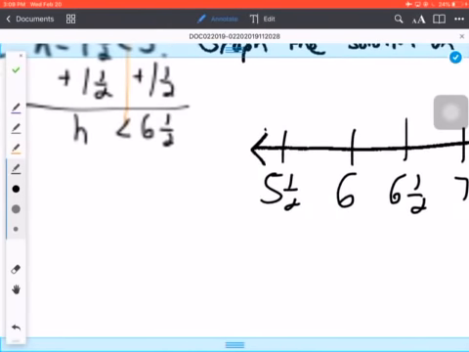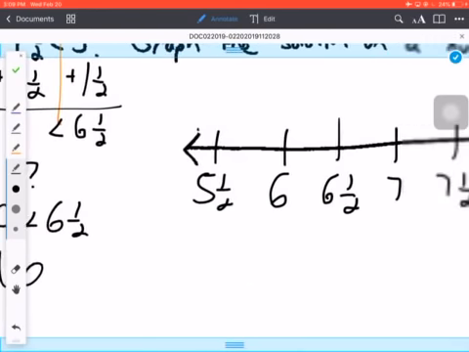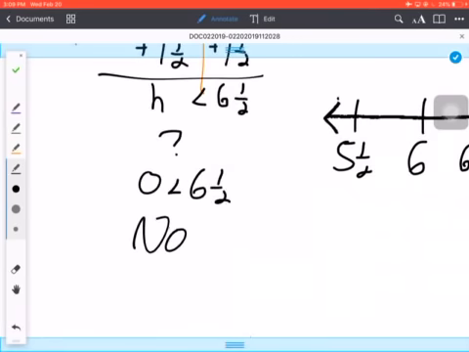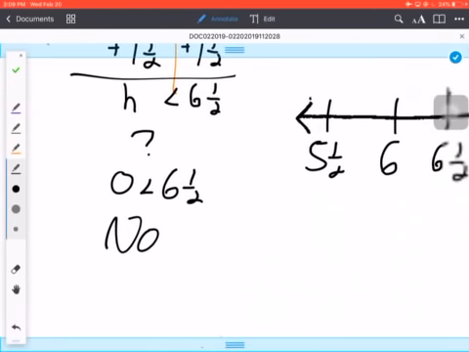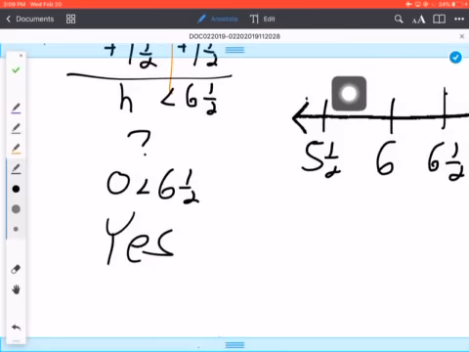It says h is less than 6.5. So I'm going to substitute 0 in here. So 0 is less than 6.5. Is that true? Yes, which means I'm going to be going in this direction.